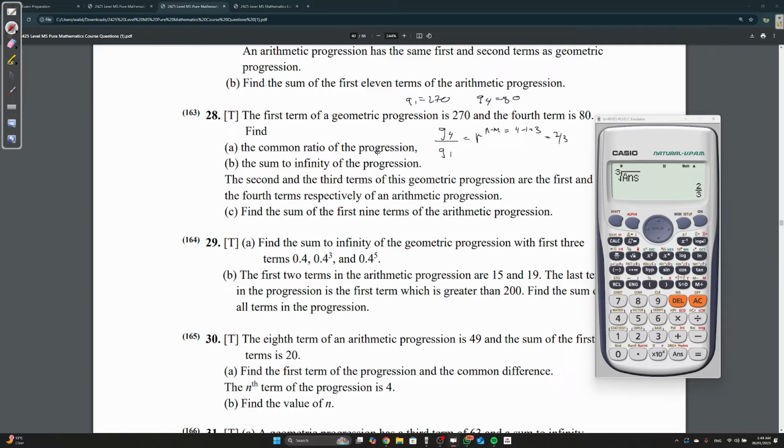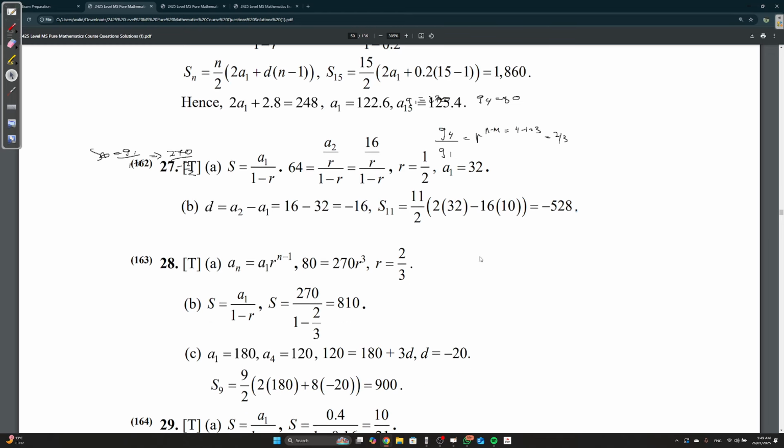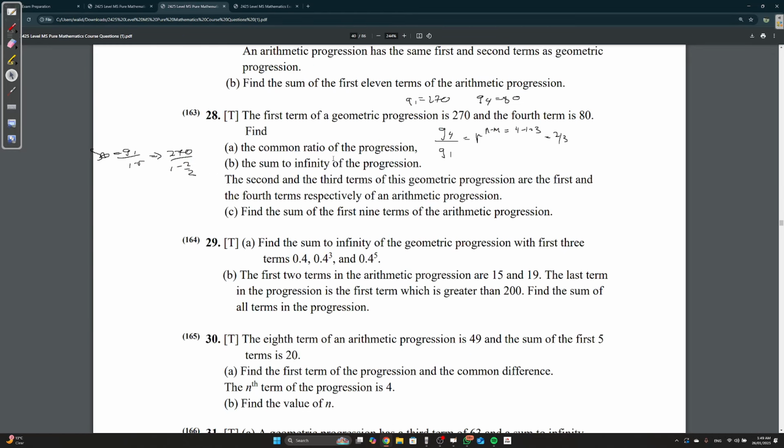2 over 3. The sum to infinity of the progression, sum to infinity is g1 over 1 minus r. So g1 is 270 over 1 minus 2 over 3. We're going to do 270 over 1 over 3 because that's how it works. 810. Right? Okay. The second and third terms of the geometric progression are the first and the fourth terms, respectively, of the arithmetic progression. So, find the sum of the first 9 terms.